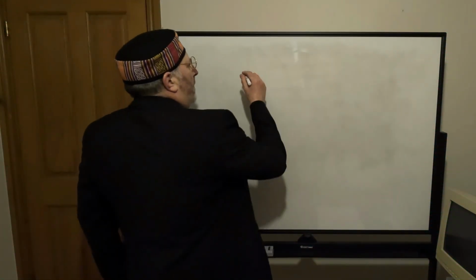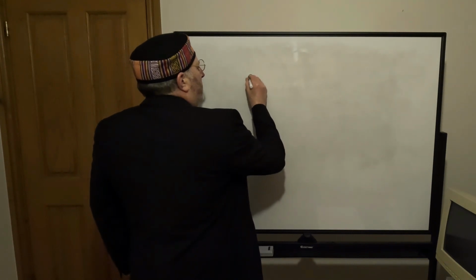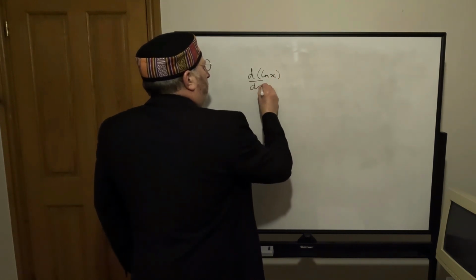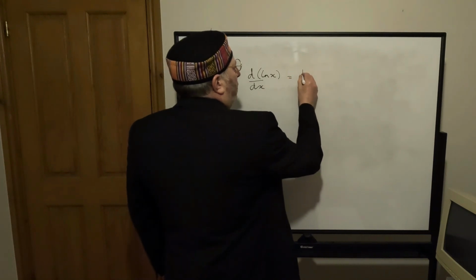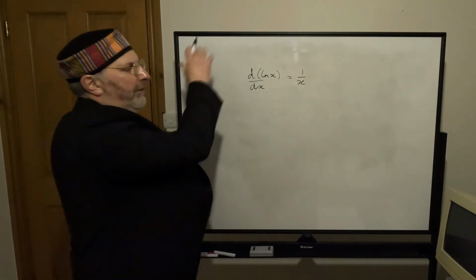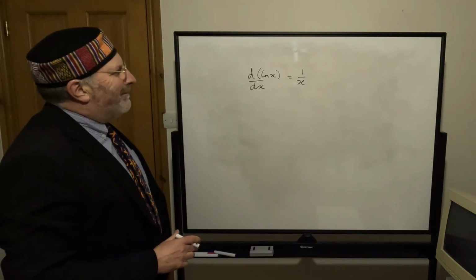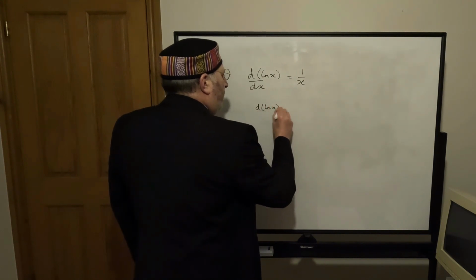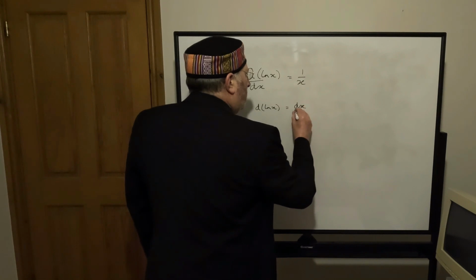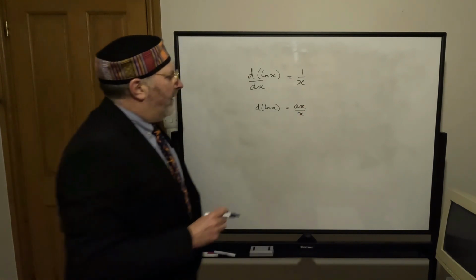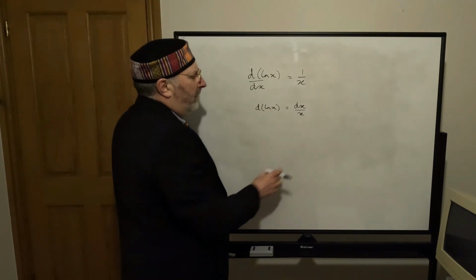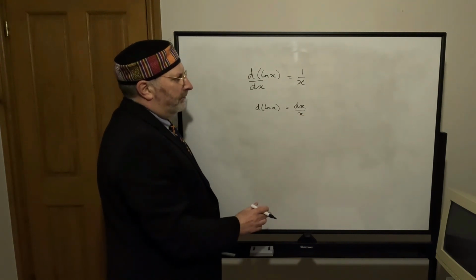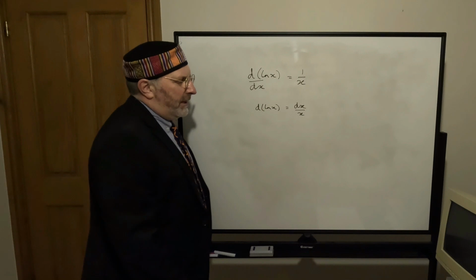And the second thing, preliminary, is that we know that d by dx of log x equals 1 over x. It's one of the things we just derived earlier. So we can then put the dx up on the other side and write that the differential of log x is equal to the percentage change or fractional change in x. The change in log x is the fractional change in x.